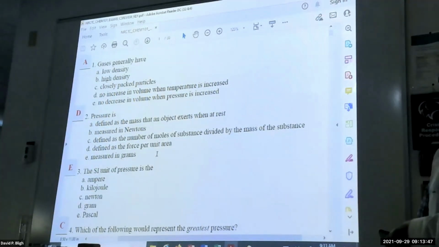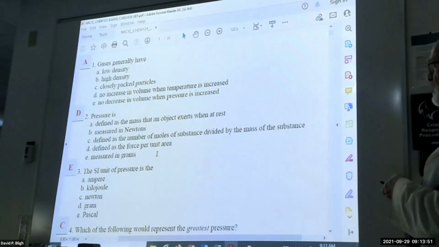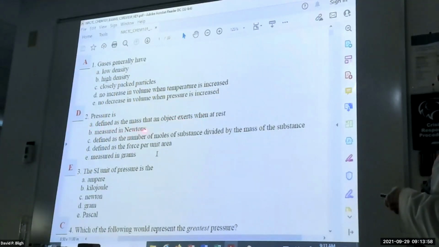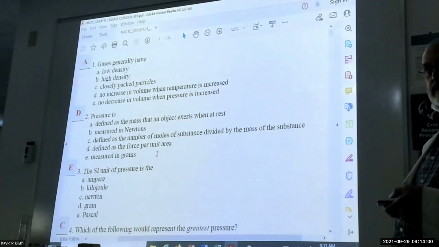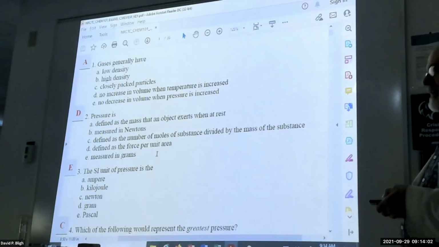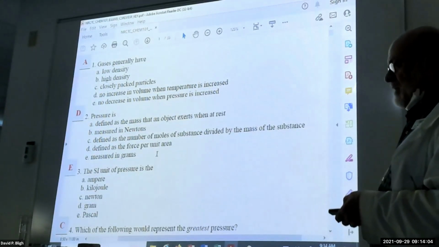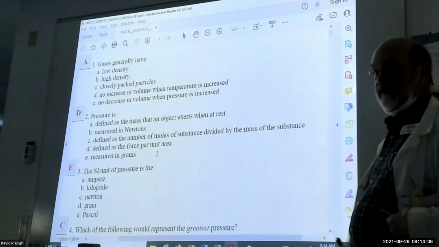2, pressure is what? What is the definition of pressure? Defined as the mass of an object exerts when at rest? I don't think so. Measured in newtons? What's newtons? Yes, newtons of force. That's part of it, but that's not all of it.